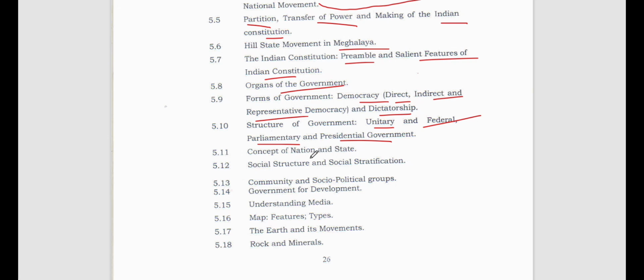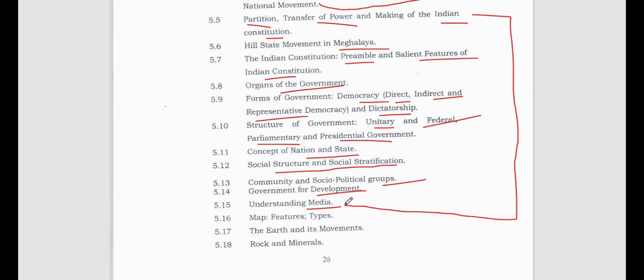Then concept of nation and state. Social structure and social stratification. Now community and socio-political groups. Then government for development. Understanding media, map. All right, understanding media. See, from here, partition or transfer of power till this part, understanding media, this comes under politics, or you can also say it as civics, right?